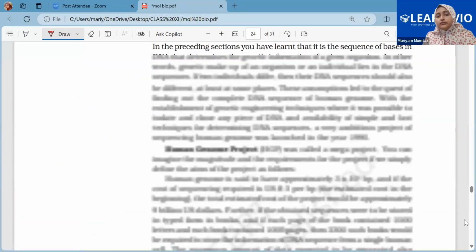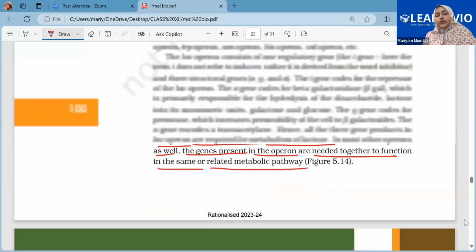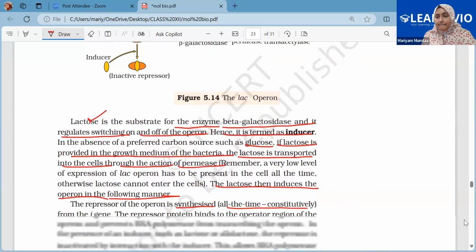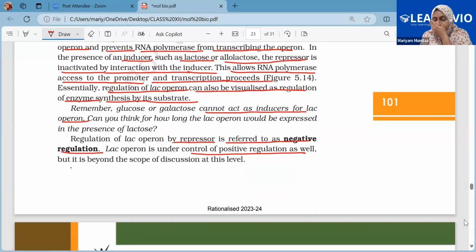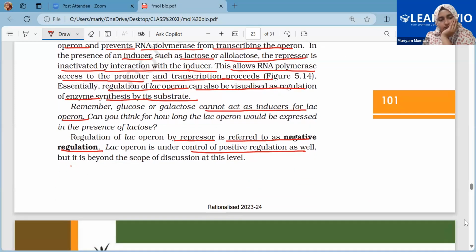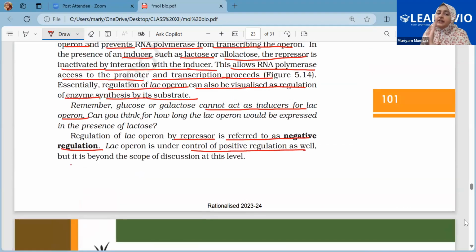Good. So with this, we have completed the lac operon. Now tell me if you have any doubt. No, ma'am. Everything is clear up till now? Yes, ma'am.